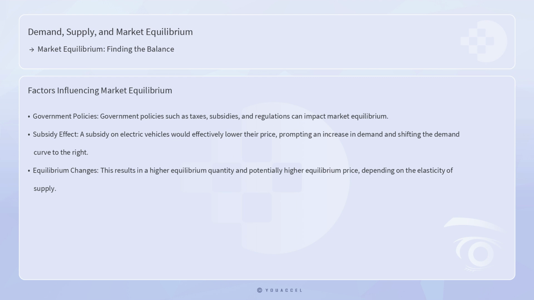Market equilibrium is not static. It is subject to continuous changes influenced by external factors. For instance, government policies such as taxes, subsidies, and regulations can impact market equilibrium.